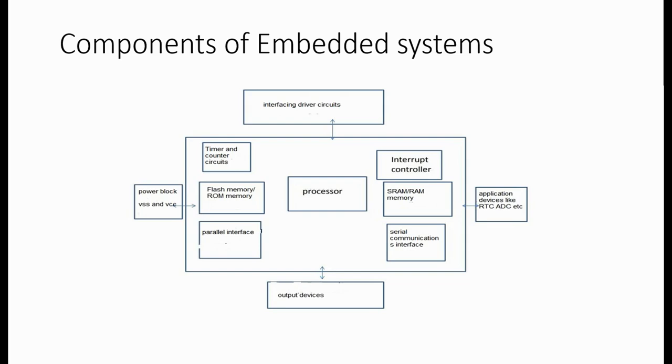Overall flow: power is applied to VCC and VSS. The processor executes instructions from ROM. RAM stores temporary data. Interfaces handle communication like serial and parallel. Timers and interrupts manage events. Output is shown via connected devices. Application specific components like ADC and RTC are accessed as needed.